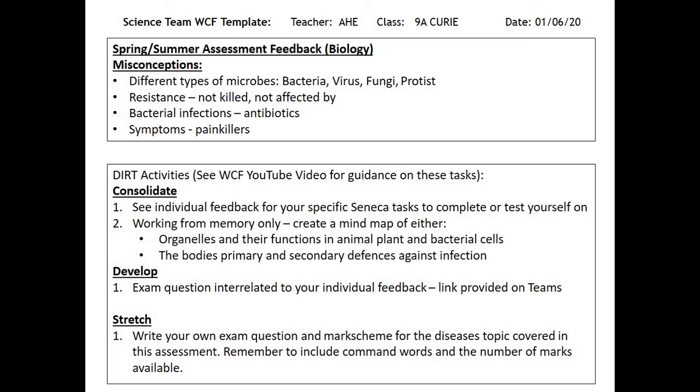We treat bacterial infections with antibiotics because normally, as I say, if they haven't become resistant, antibiotics are able to kill bacteria. And for the symptoms of an infection, so when you get a fever or a sore throat or that kind of thing, you would normally take painkillers for those symptoms. That was another one where there was a bit of confusion.